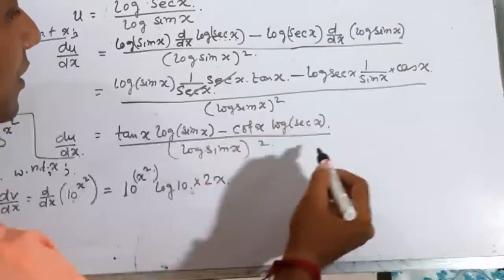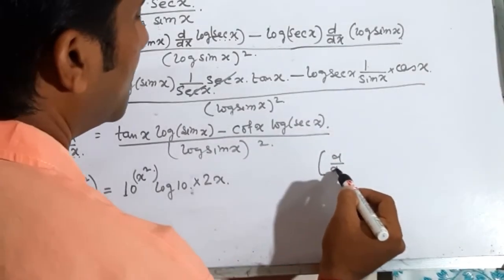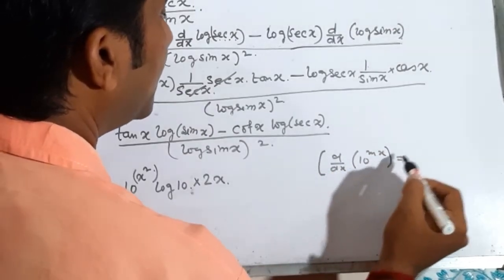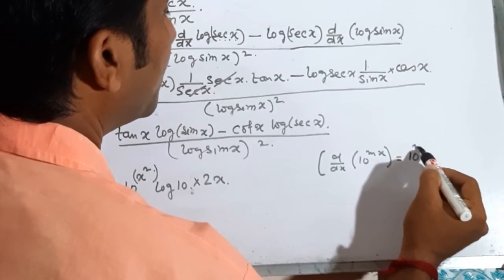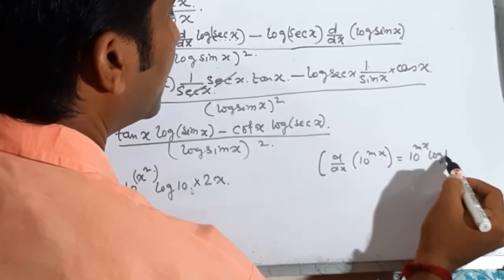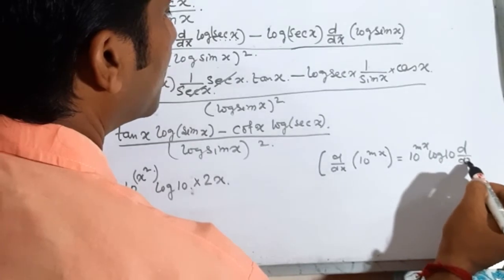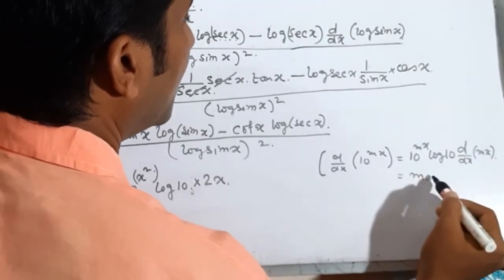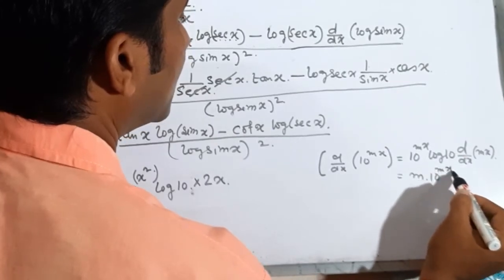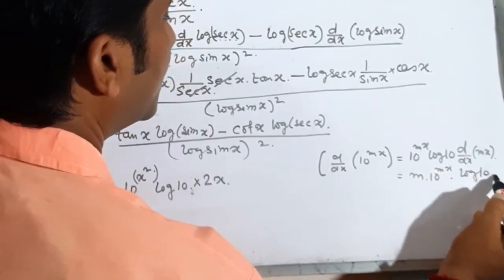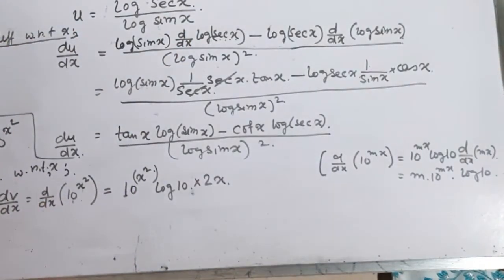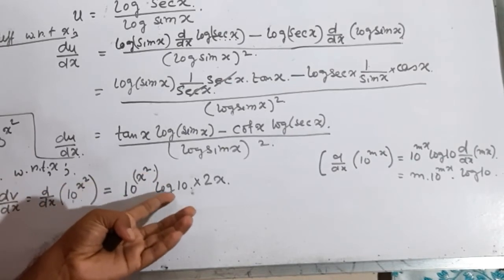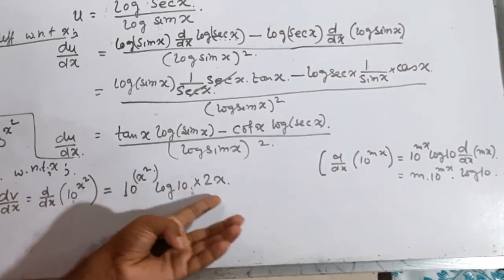We know that d/dx of 10 to the power mx means 10 to the power mx log 10 into d/dx of mx. That means m 10 to the power mx log 10. In the same way, we get 10 to the power x square log 10 into d/dx of x square means 2x.